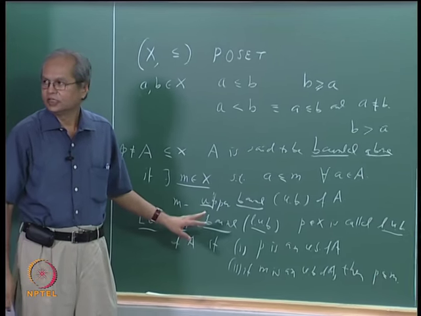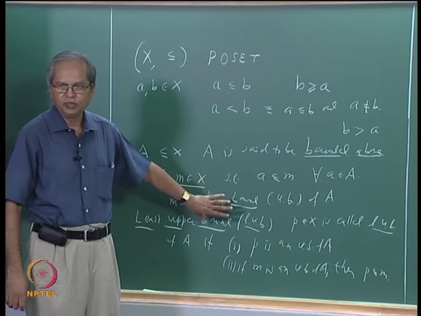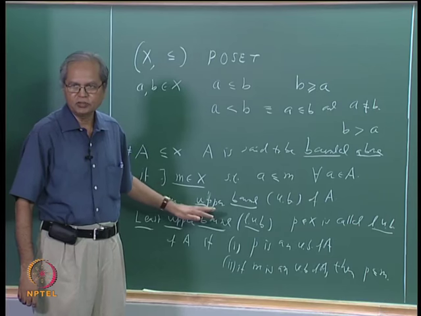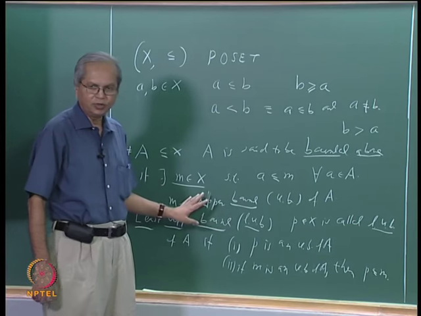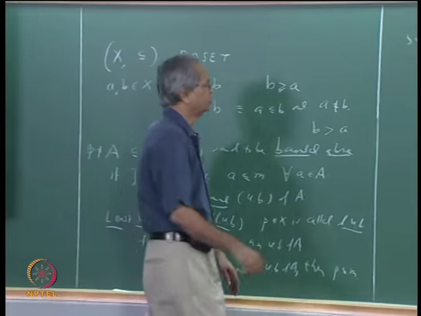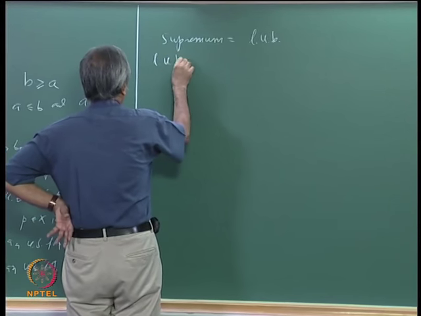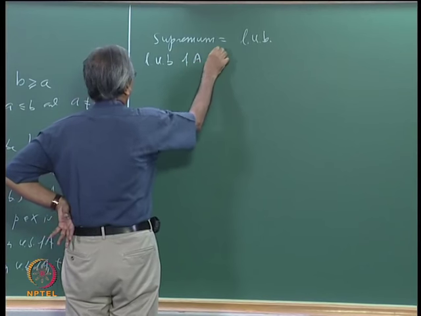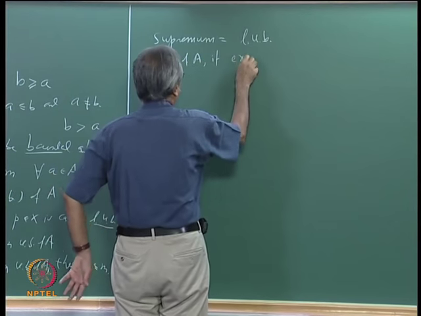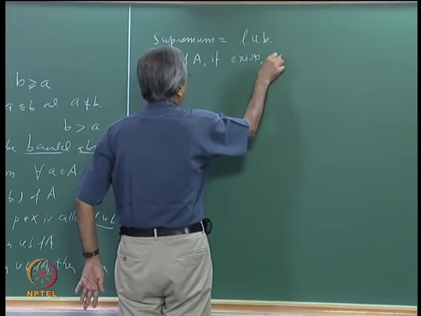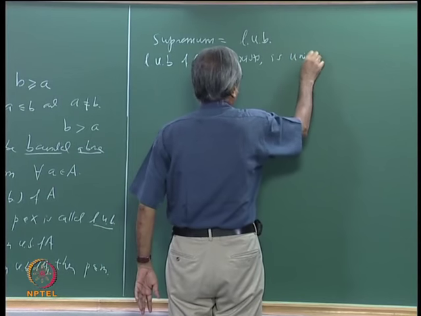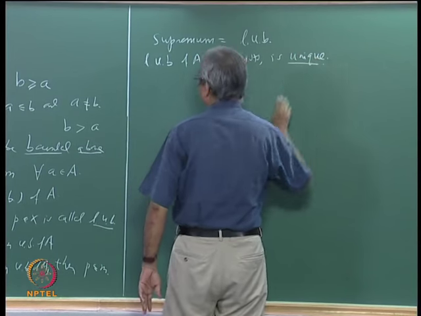Okay. Of course, remember, none of these things may exist. Okay. What all that we are saying is that if least upper bound exists, it must be unique. Okay. So, let us just mention that. Least upper bound of A, if exists, is unique.